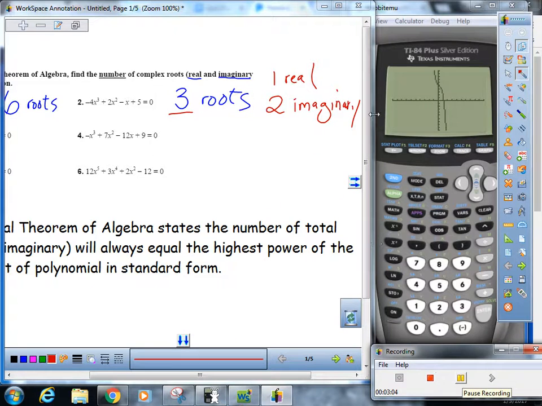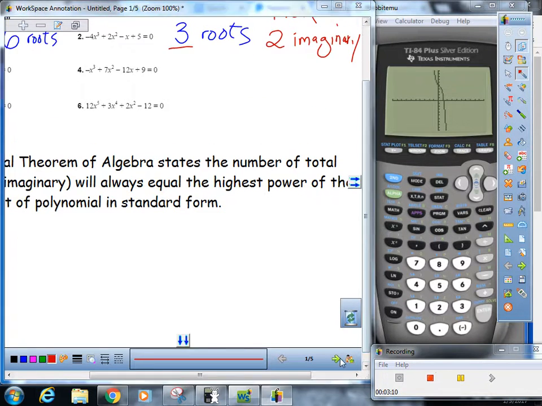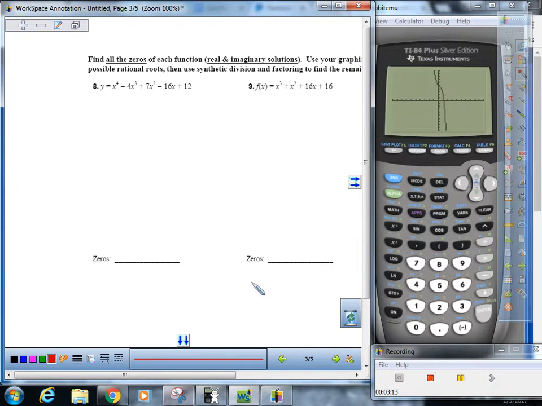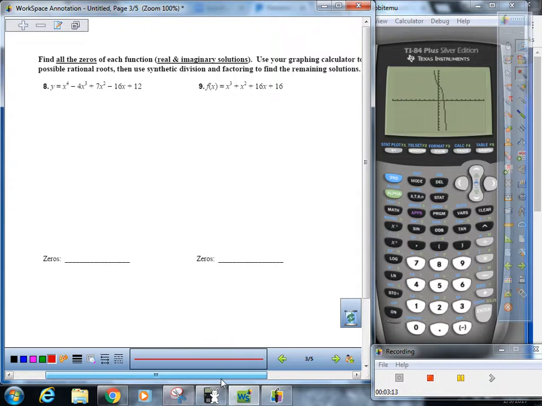So, now what I'd like to do is go to the next page, and go ahead and flip your worksheets over to the back. And let's take a look at number 8 and 9. I'm sorry, this isn't the back. Look down. Let's take a look at number 8 and 9, okay?